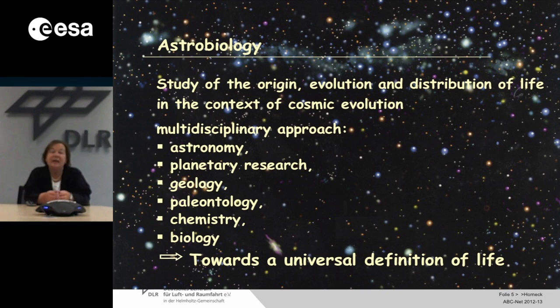That's one of the driving questions. But important is to understand the processes that lead to the origin, evolution, and distribution of life, not only on the Earth, but in the context of cosmic evolution. And for this, we need many, many different disciplines. I've listed here a few: astronomy, planetary research, geology, paleontology, chemistry and biology, molecular biology, field sciences, many, many fields. And with this, all these groups have joined together in a kind of consortium to tackle the question and solve the questions, what is a universal definition of life?